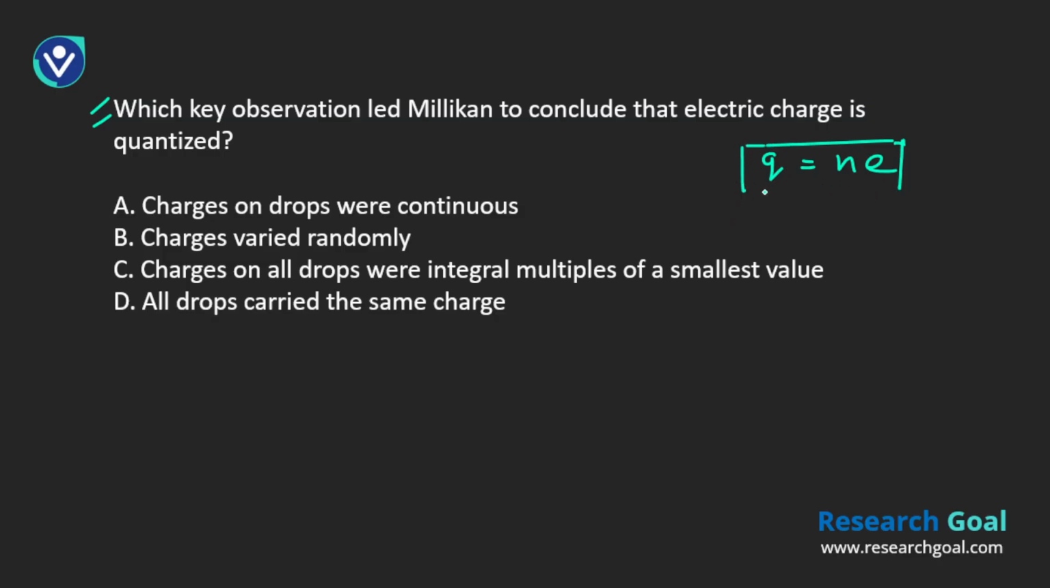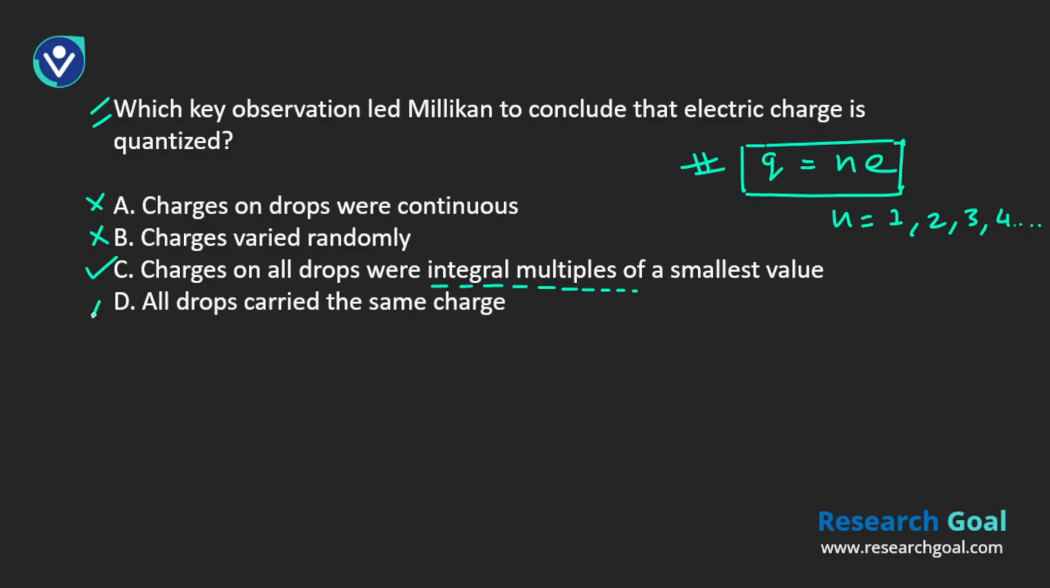I don't know why I'm not able to create a very good box around these equations. Anyways, this is mentioned by Millikan, where n is 1, 2, 3, 4, like that, integral multiple. So in this one, it's very easy to understand that charges on all drops were integral multiples of the smallest value. Option C is correct. Hopefully you were able to identify this.